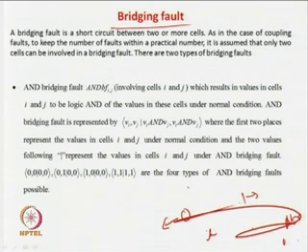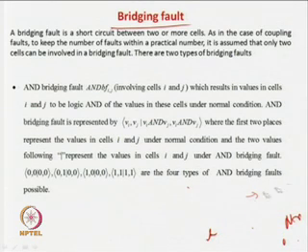So, both of them can get affected by the other. If the value is 0 0, the output is 0 0 in case of an AND bridging fault, because AND of 0 and 0 is 0. For 0 1, both of them will be 0, because AND of 1 and 0 is 0. For 1 0, both will be 0. For 1 1, both will be 1, because 1 AND 1 is 1.